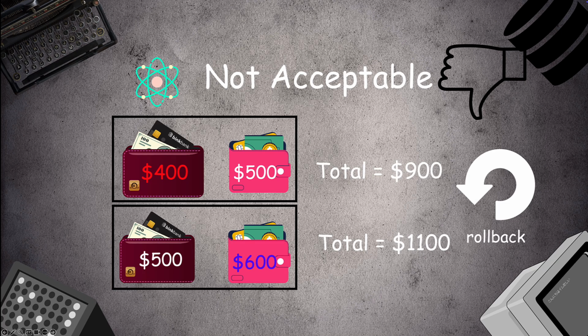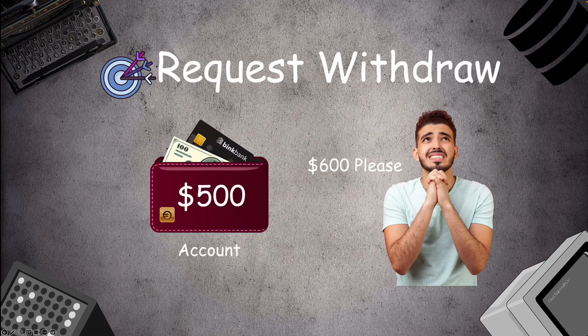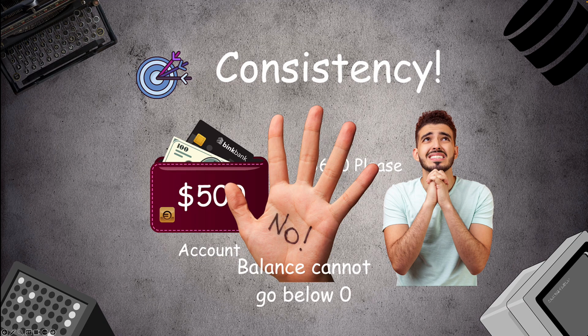Consistency. This means the database always follows some rules. So for example, your bank will never let your account go below 0. That is a constraint the system enforces. This makes sure that only valid transactions can go through successfully.